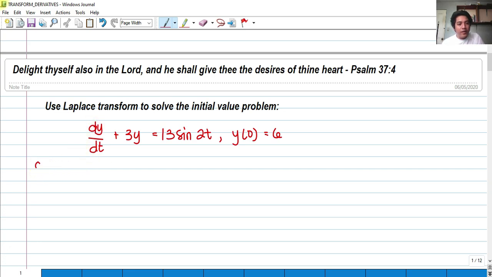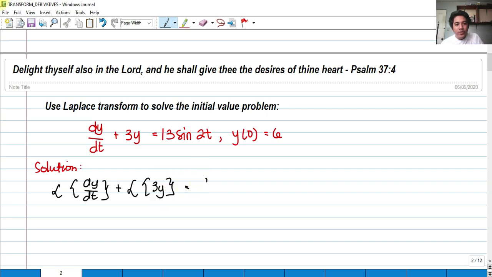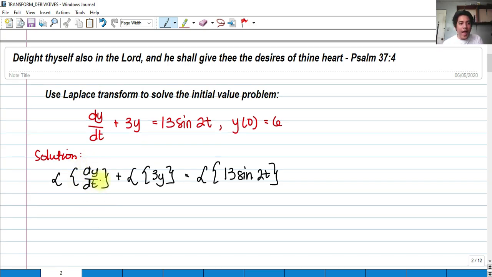So first, the solution. What we are going to do is get the Laplace transform of this whole differential equation, by using our knowledge in Laplace transform, and of course, in the Laplace transform of derivatives. As you can see here, we have a dy over dt. So this is a first order, so our n here is equal to 1.